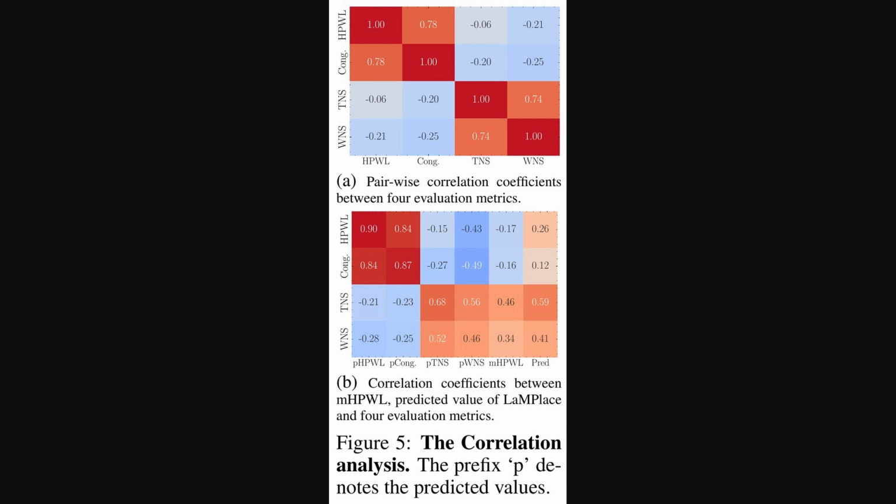And we see LaMPlace's predicted timing values, marked P, and its overall pred output, align much better with actual final timing performance than traditional surrogates like HPWL. This strongly suggests LaMPlace is truly optimizing for what matters in the end.